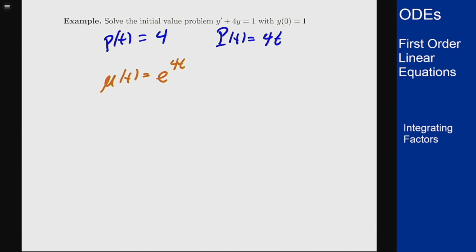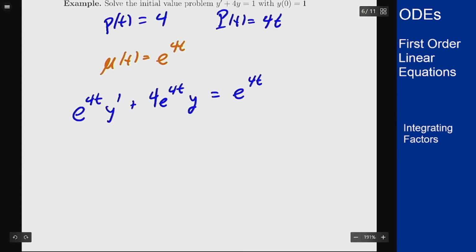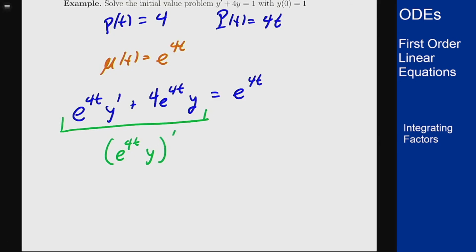All right, let's try multiplying both sides by this and see what happens. I get e^(4t) y' + 4e^(4t) y = 1 times e^(4t). And this worked out exactly right: the left side is exactly the product rule derivative of e^(4t) times y, giving what I have above. This equals e^(4t), so I can now integrate both sides.